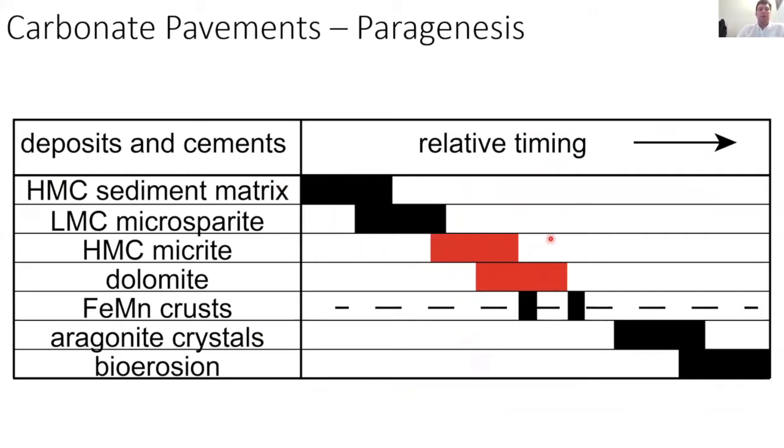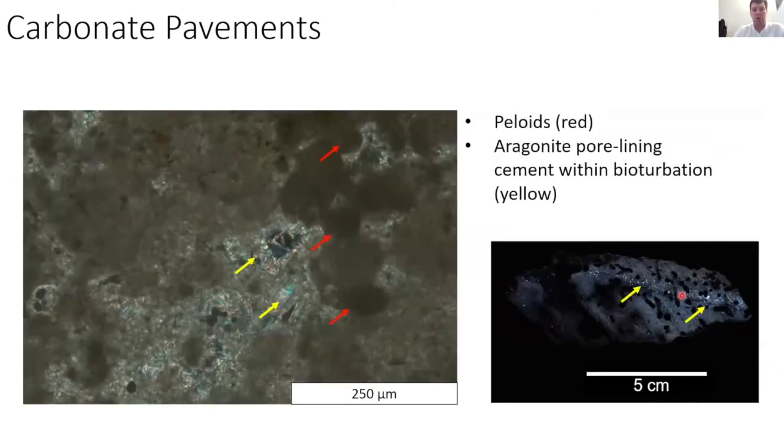And then we have the luminescent high magnesium calcite micrite and the dolomites, which are then partly overprinted by iron manganese crusts. And in the latest part, we have aragonite crystals growing, as I showed before. And then afterwards, we also had some bioerosion, which you can see here quite well during all of the carbonate pavements around.